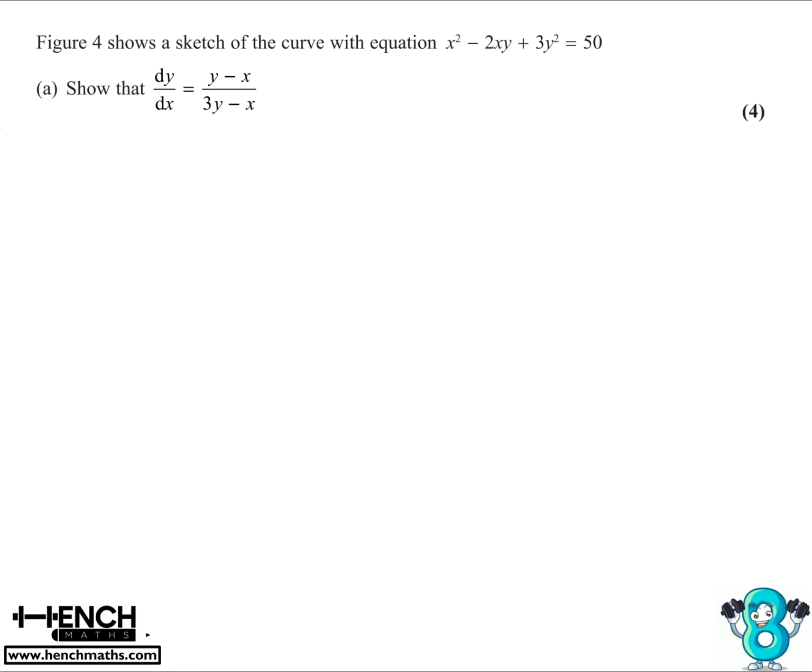Now we've got negative 2xy in there, and that's two functions multiplied together. So I'm just going to remind ourselves of the product rule. If you differentiate two functions multiplied together, it's u multiplied by the derivative of v plus v multiplied by the derivative of u. So let's start differentiating our function. I'm just going to write out our function again.